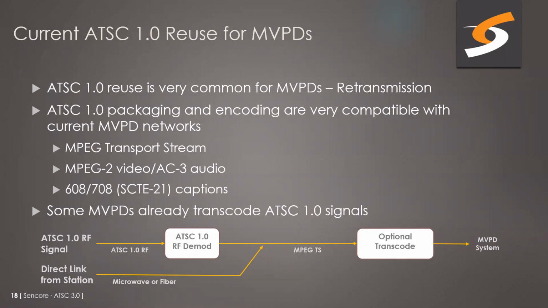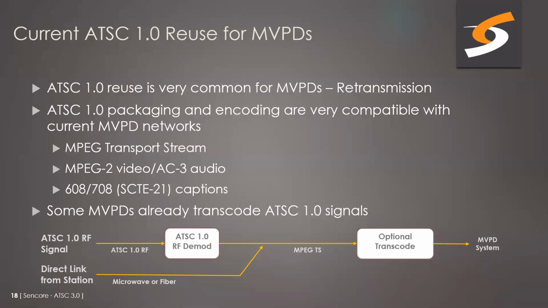And really, ATSC 1.0 made it very easy, because the transport stream packaging is really the same packaging that's used in most of these MVPD systems. The MPEG-2 video and the AC3 audio are compatible with these MVPD systems. Many cable systems are still relying on MPEG-2 all the way out to the end user. The set-top boxes support MPEG-2. Definitely, some of these MVPDs have transcoded their ATSC 1.0 signals.